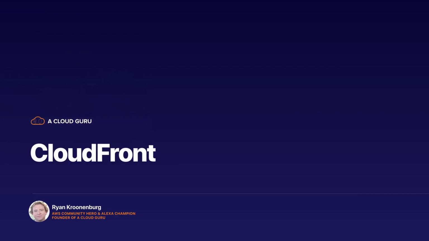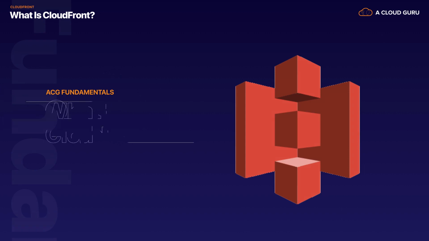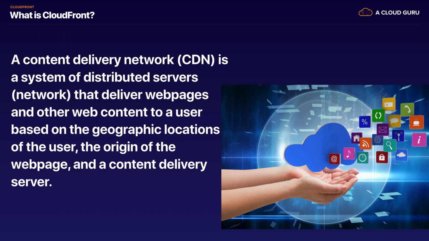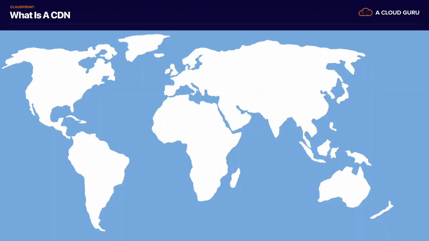This is a theoretical lecture on CloudFront. So what is CloudFront? We have covered this off in a little bit of detail, but now we're going to deep dive on CloudFront. CloudFront is a content delivery network, or CDN. Basically, a content delivery network is a system of distributed servers, or a network, that delivers web pages and other web content to a user based on the geographic locations of the user, the origin of the web page, and the content delivery server.